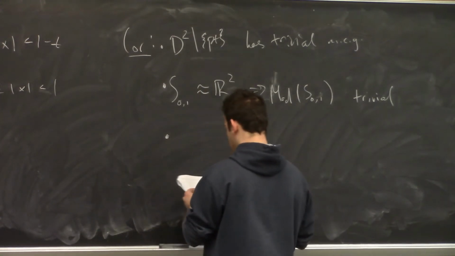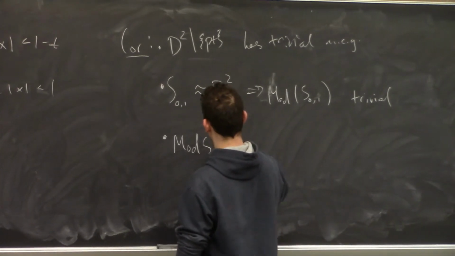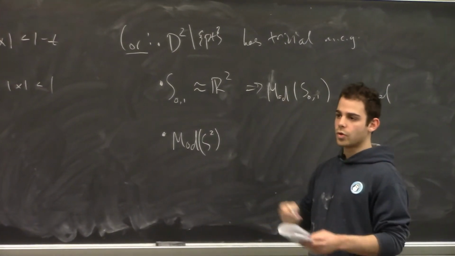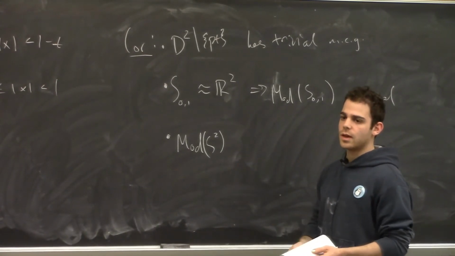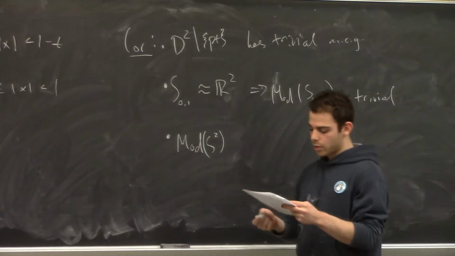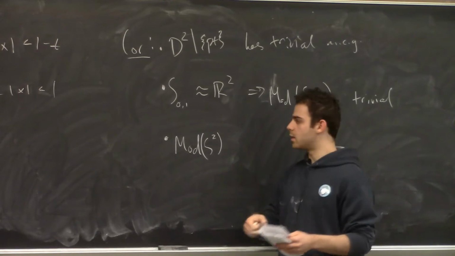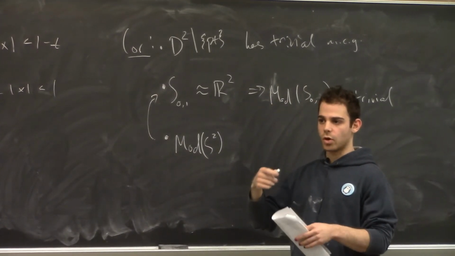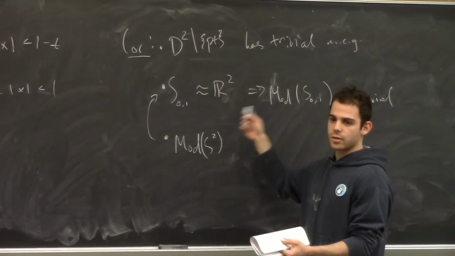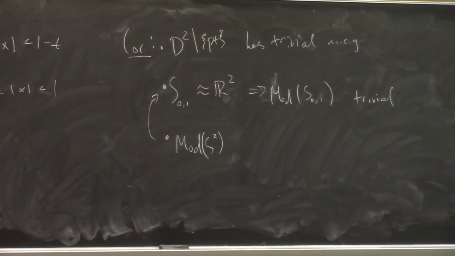And there's one more, which is the mapping class group of the two-sphere. The reason we can do this is that you can modify any homeomorphism of the sphere to fix a point, and then you just use this. Because now you can isotope all of these homeomorphisms fixing a point to the identity, trivial mapping classes. So you get a bunch of trivial stuff right away.